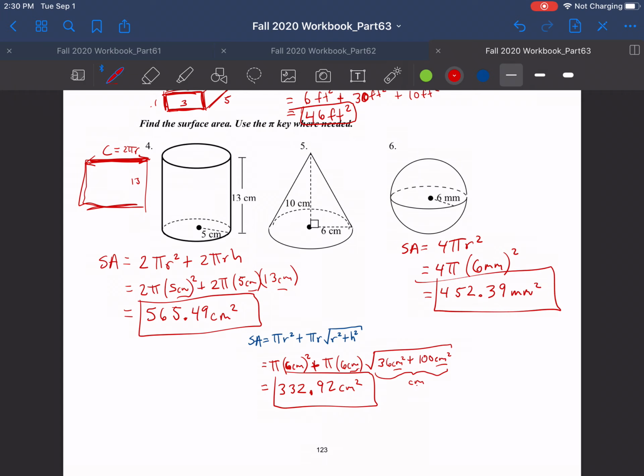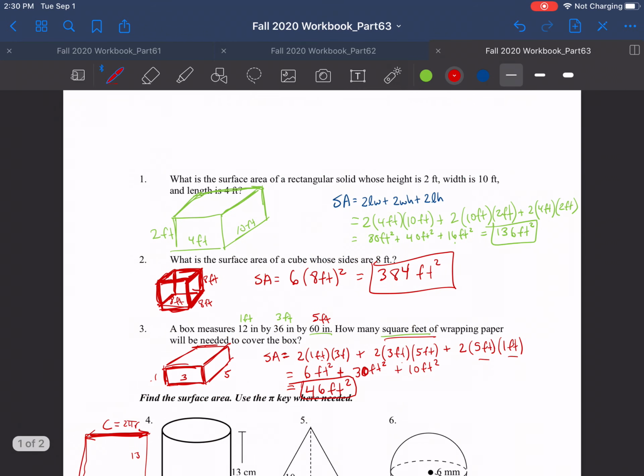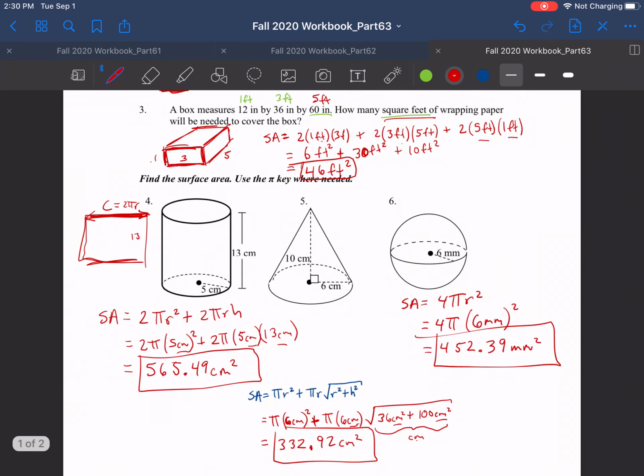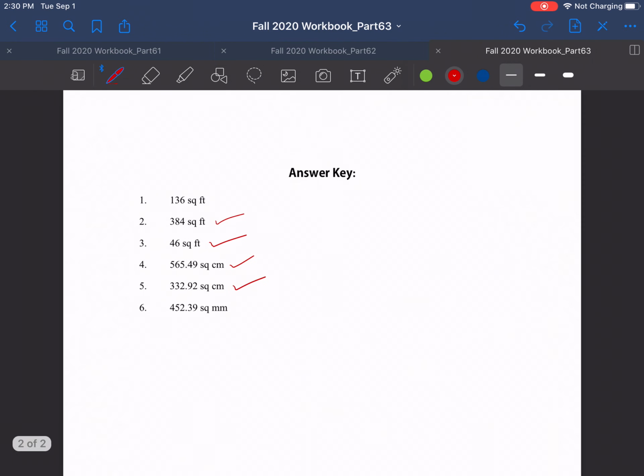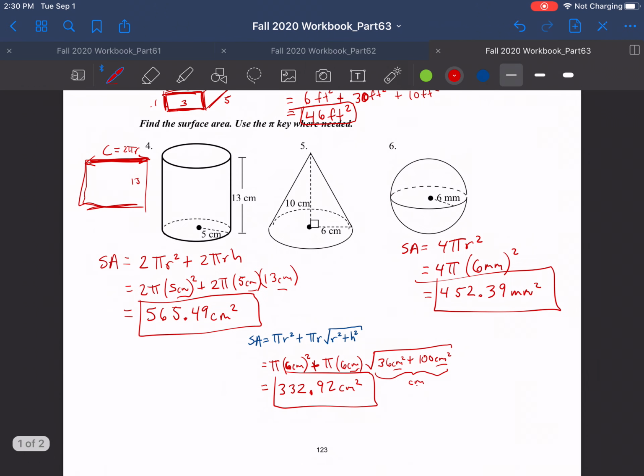And then that should be our answer, 452.39, which is what we have there, 452.39. So we checked that one off. We got it right. All right, so there's all of those answered.